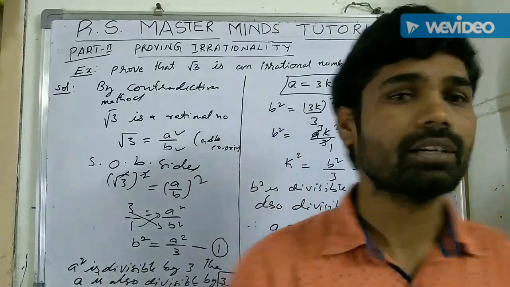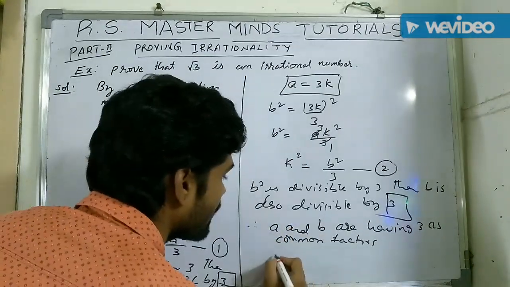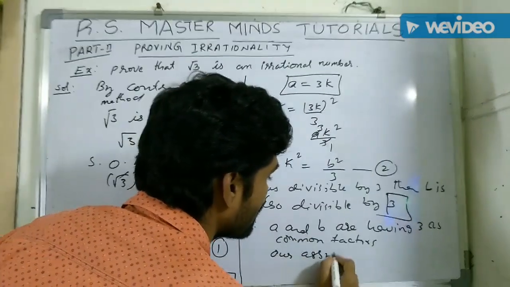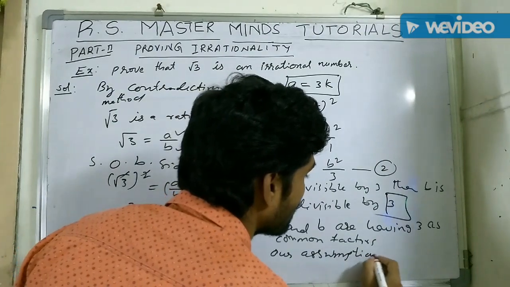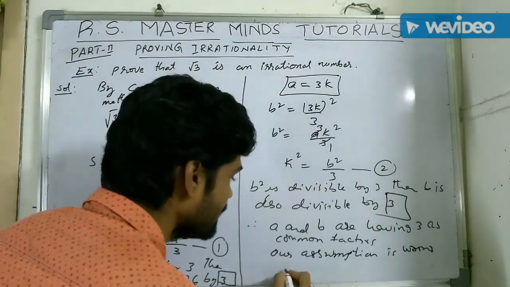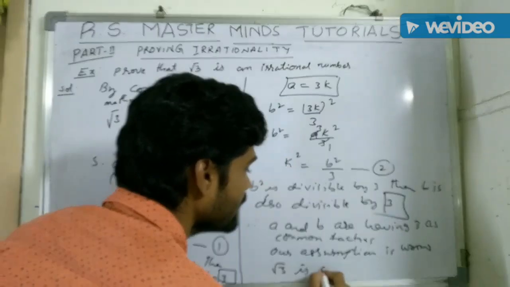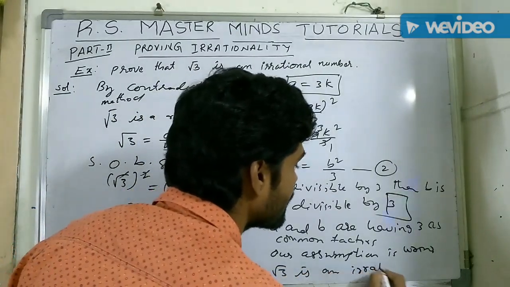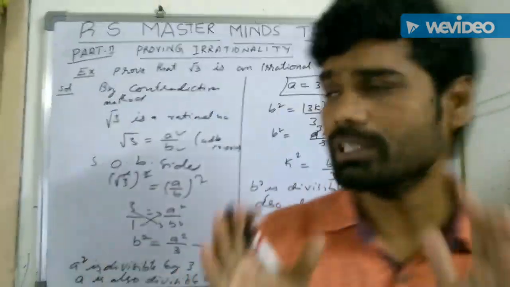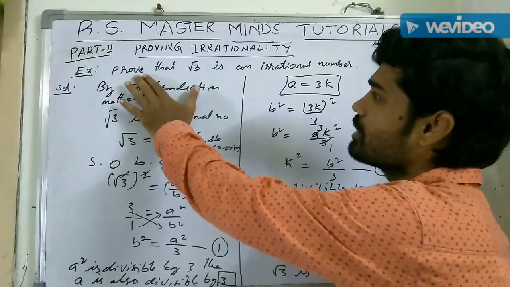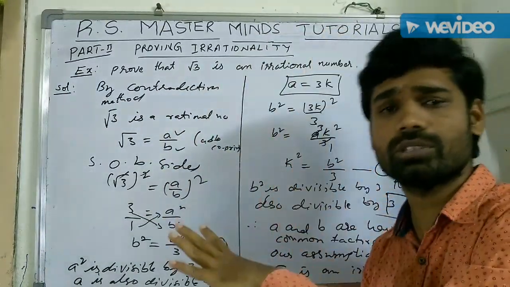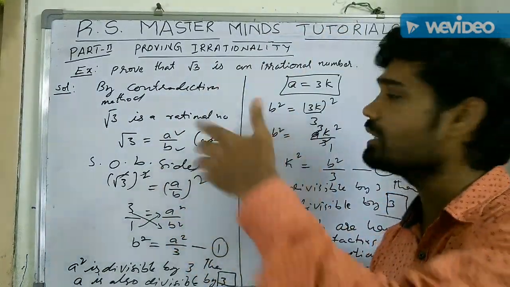Then what is right? Our assumption is wrong. Then what is right? The right is, under root 3 is an irrational number. Guys, please understand once here. They will ask you the question, prove that under root 3, under root 5, under root 7, under root 2, under root 11, anything they can ask.